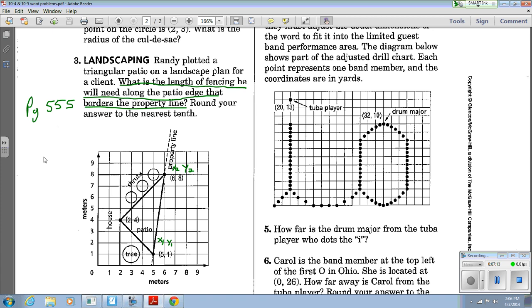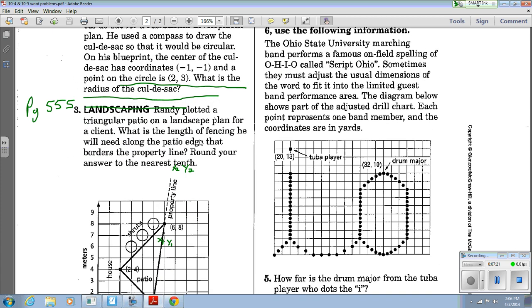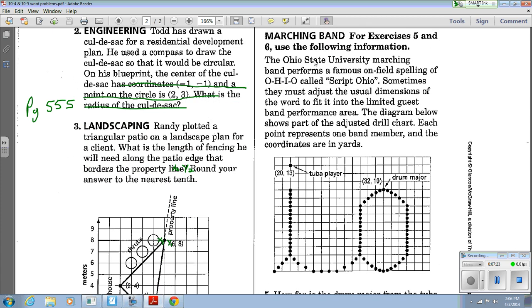Okay, you're back. If you haven't checked your answer yet, be sure that you do that at some point because we want to make sure you're doing the problem correctly. All right, the next problem I want to take a look at is this one. It's marching band. The Ohio State University Marching Band performs an on-field spelling of Ohio called Script Ohio.